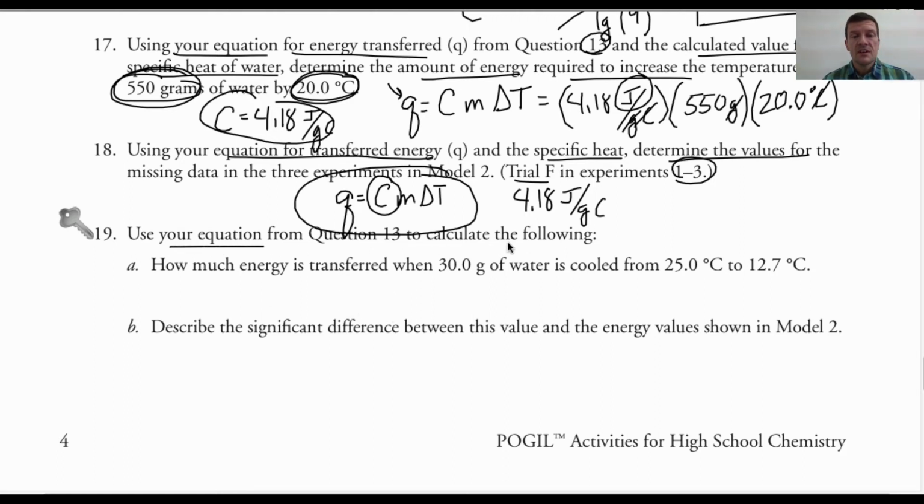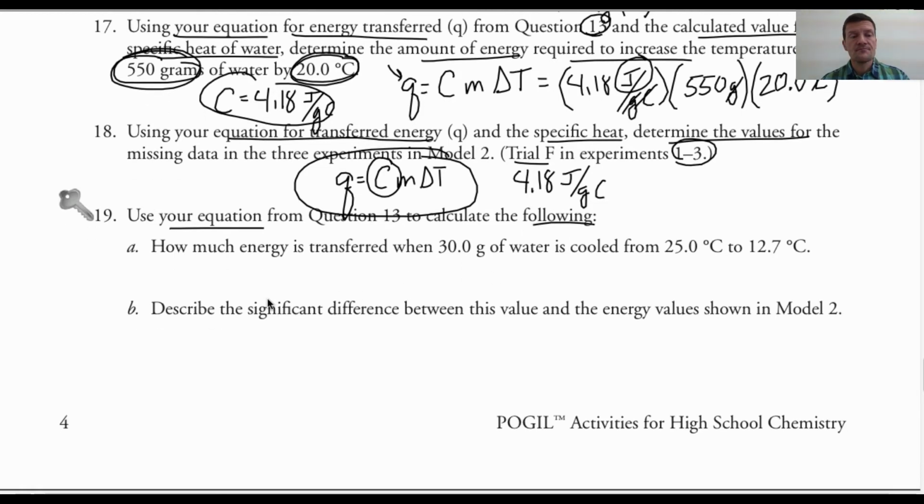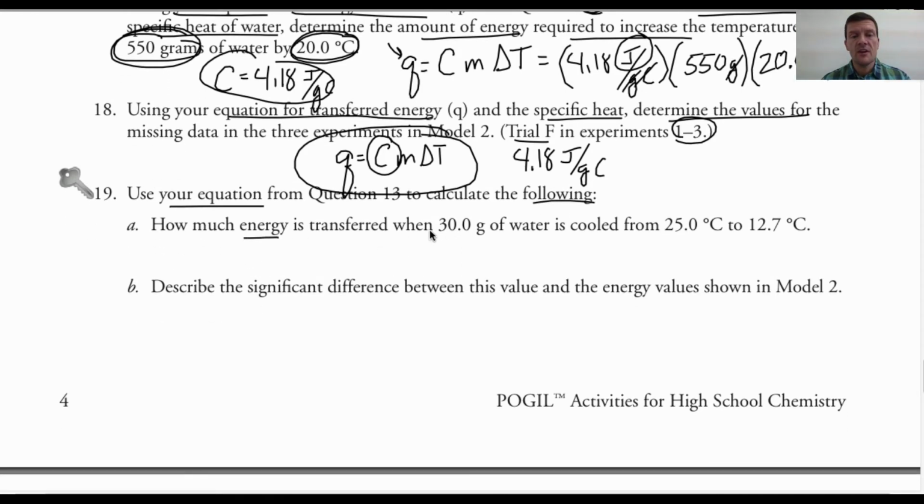Use your equation to calculate the following. So here's just a little practice. How much energy is transferred when 30 grams, you've got to recognize that as soon as you see the G, that's grams, so this is your mass, is cooled from 25 to 12.7. Now, you have two temperatures here. That means you have a beginning and an ending temperature. This would be your initial temperature. This would be your final temperature. And as a result, to find your delta T, you have to take your final temperature minus your initial temperature. Okay?